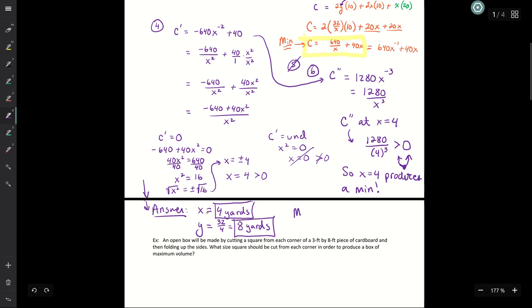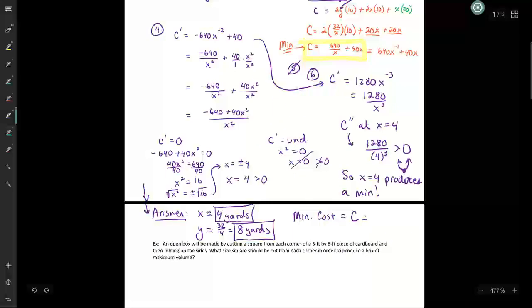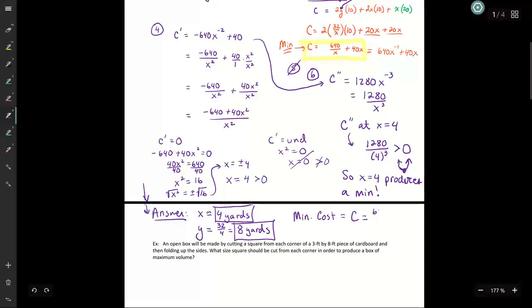And then what is the minimum cost? The minimum cost is C equals, and I'm going to go back up here to where I highlighted the C equals, and into that plug in 4. So 640 divided by 4 plus 40 times 4, and you can just use your calculator on that. That ends up being $320. So the cheapest fence we can do is $320 with the dimensions of 4 yards for the x's and 8 yards for the y's.